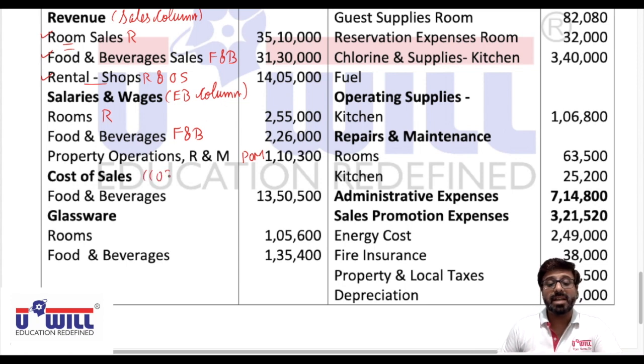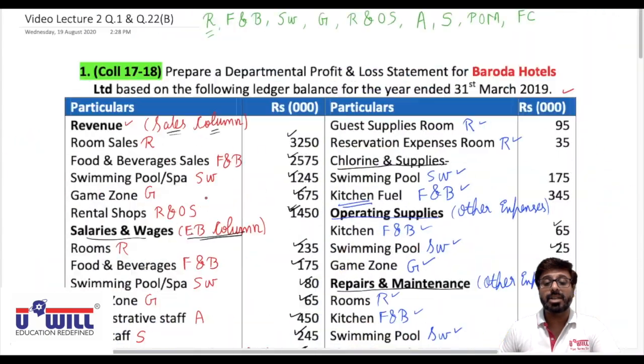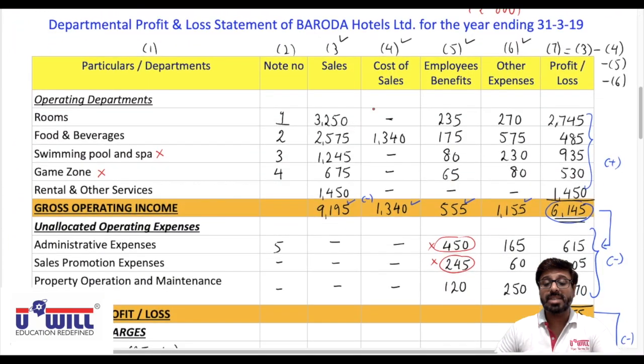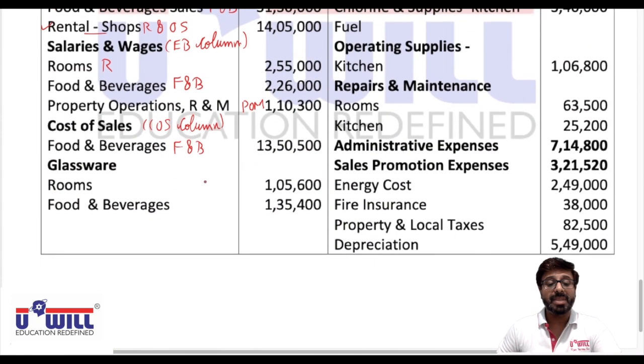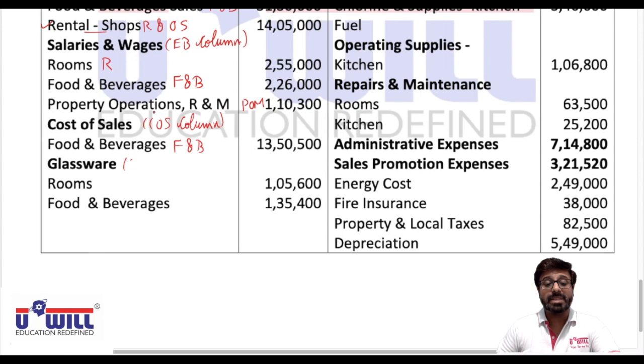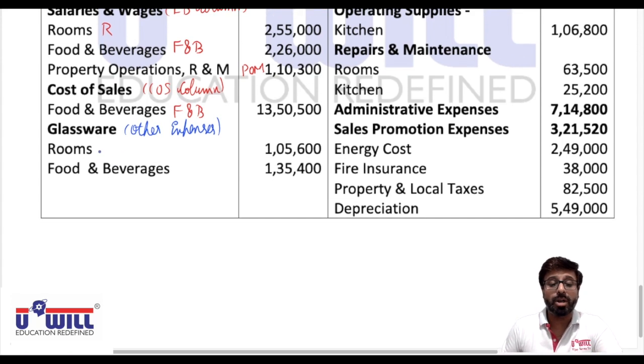Cost of sales will come in cost of sales column, food and beverages, F&B. And we have discussed in this earlier solution also that cost of sales generally you have only for one department, that is food and beverages. Glassware will come in other expenses category. Okay, glassware will come in other expenses category. So if we have more than one other expenses, we will be making the note. First we do the markings, then we decide do we need to make the note or not.